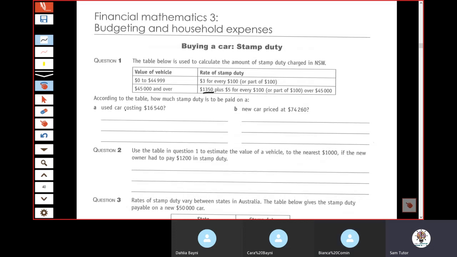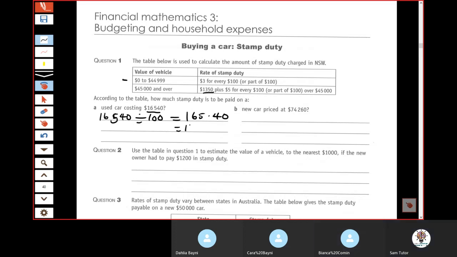So, how much stamp duty is paid? If it's a used car costing $16,540, you fall in this bracket. So you pay $3 for every $100. How many $100 are in here? The best way to do that is divide by 100. So you get 165.40. But the 0.40 means you've got to round it up to the next bit. So that means 166.